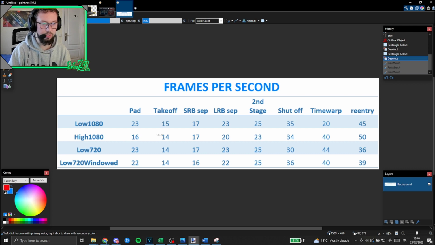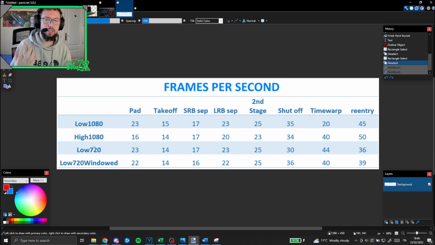In high quality, everything was a little lower, except during the time warp and the re-entry, where the difference was actually bigger, but this may be due to the fact that the game had been running for a longer time and had already loaded some of the textures or the mission or something like that. I have no idea.